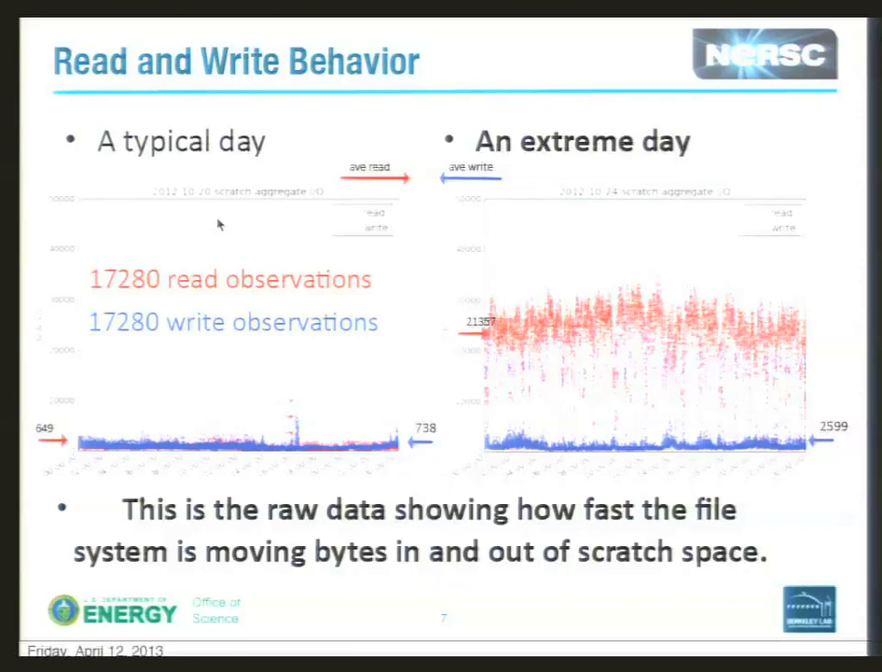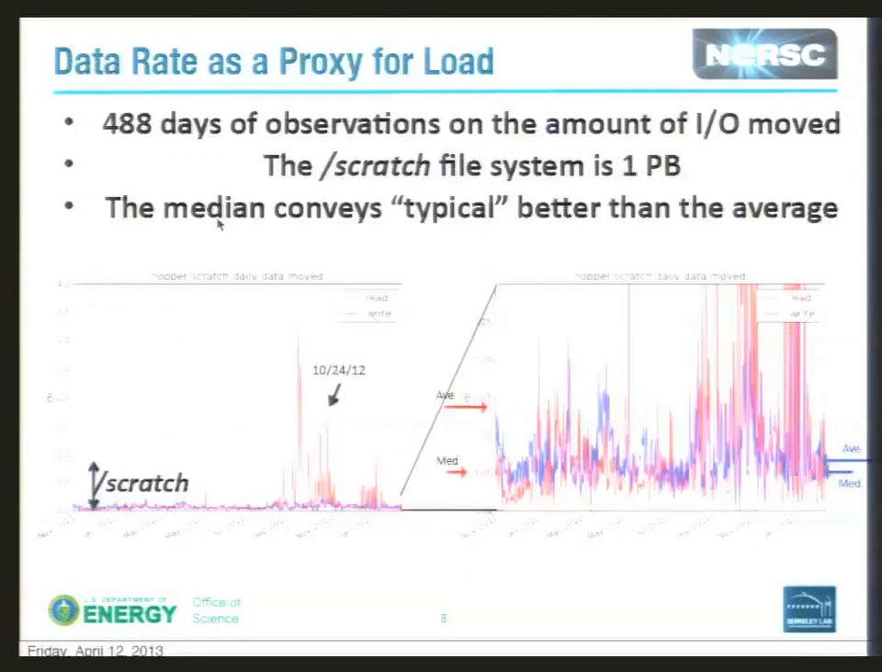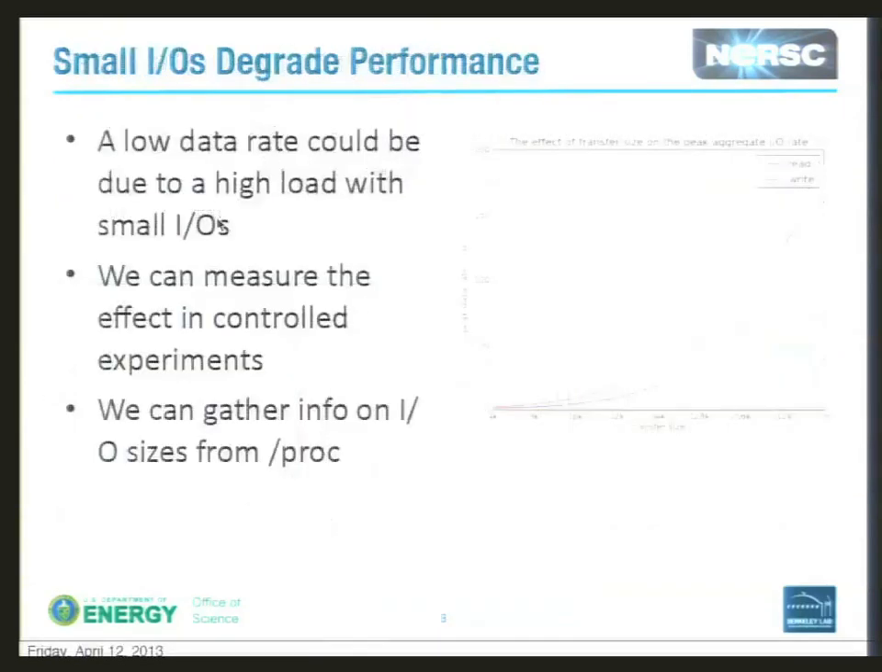On the left, you see a day that didn't have a lot of I/O. The average there was well below a gigabyte a second. And on the right, you see a day that looks like it must have been pretty busy. If you look at how much data was moved in a particular day, you can get these histograms over the course of the year. I think I'm going to skip on past this.